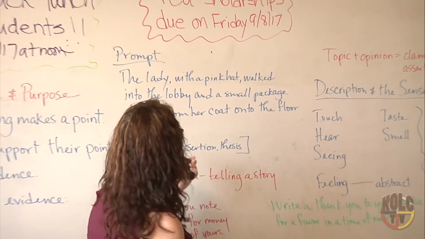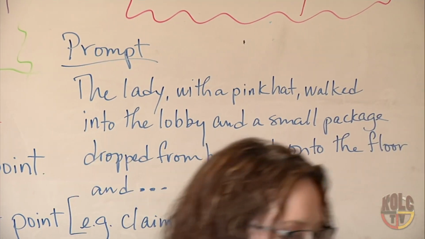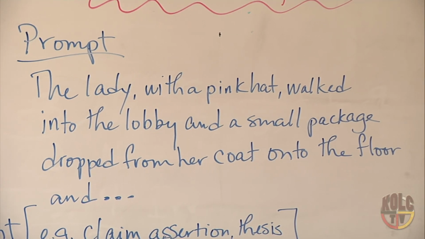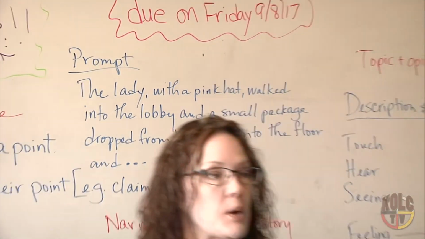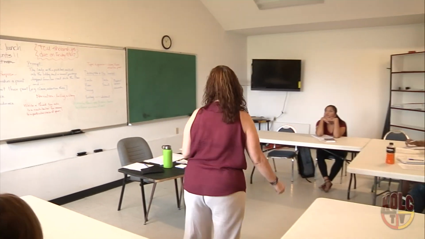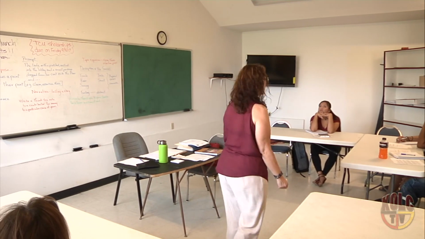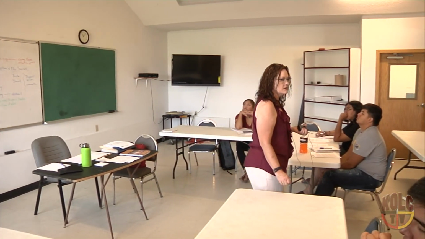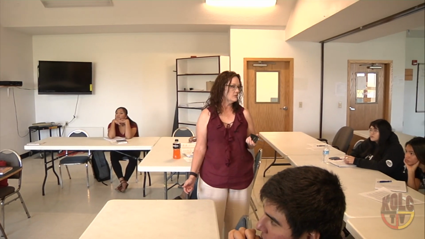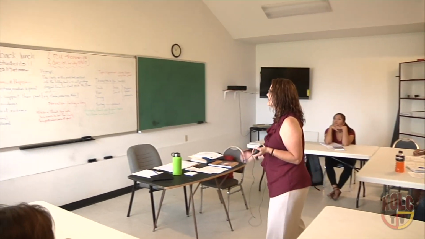Okay. So I'm giving you the ellipses, meaning now you need to complete that scene. So in your groups, I want you to finish or complete the scene. What's going on with this person? This lady with the pink hat walked into the lobby and a small package dropped from her coat onto the floor. And did it bounce? Did it break? What did it do? Who was the lady? Why was she called a lady? What was she doing wearing a pink hat?